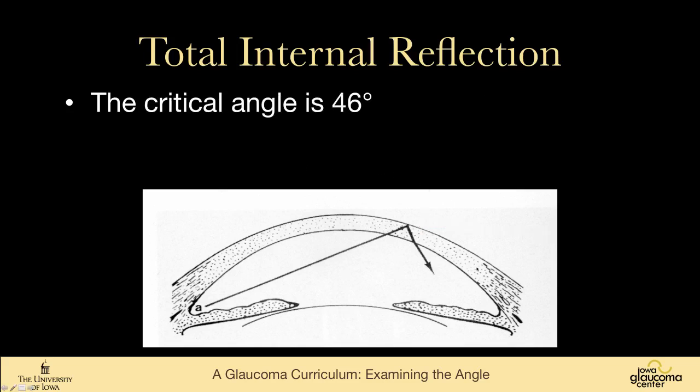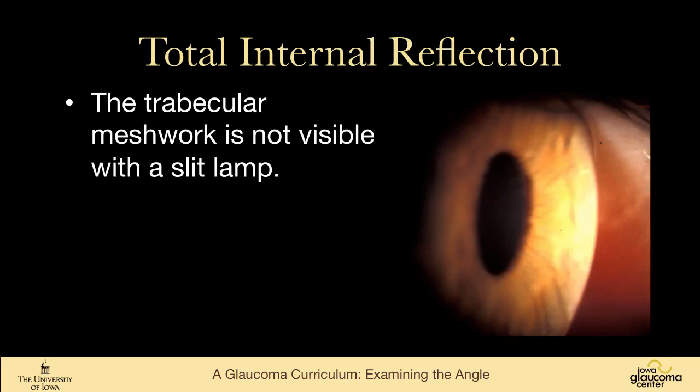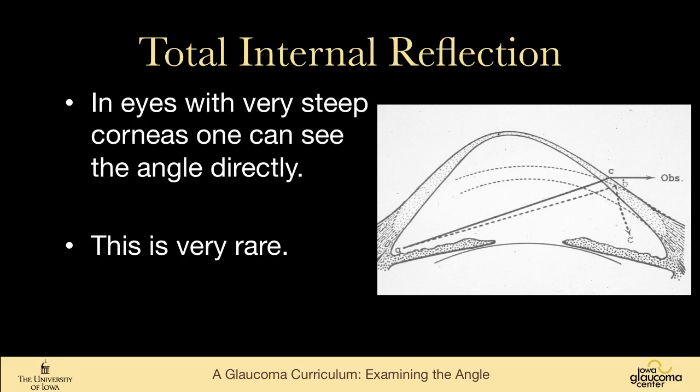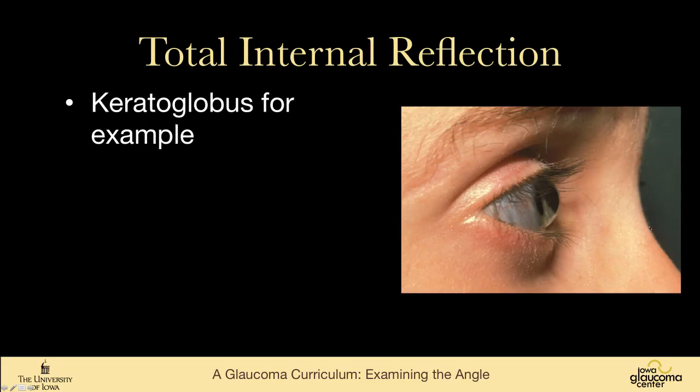So if this cornea was super steep, then you would be able to look directly in there. But that doesn't happen very often. This is me trying to photograph the angle of my technician, and I can't see it no matter what I do with the slit lamp. Again, in eyes that have very, very steep corneas, one can see the angle directly, but this is very rare. This is the light coming from the angle and is visible to the observer because the cornea is so steep. And this would be in the case of something like keratoglobus, for example, but that's something that you're not going to see very often in your clinic.